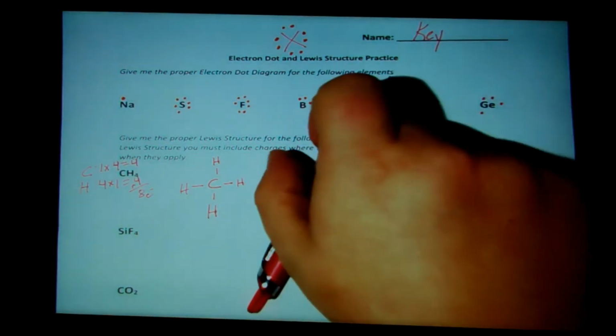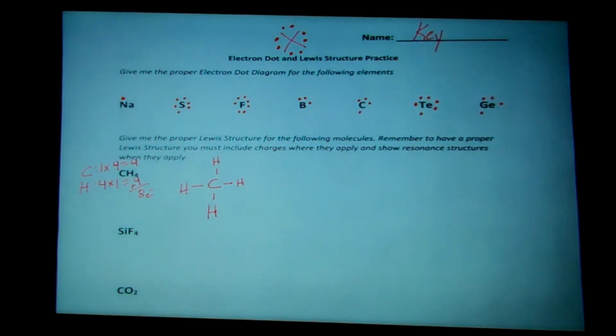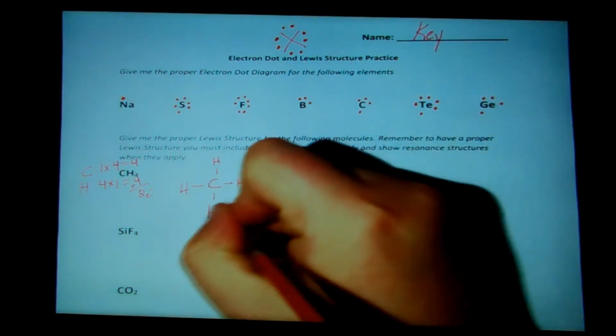So remember, whenever we're doing that, it's in terms of the valence electrons they normally have. All these hydrogens are the same.